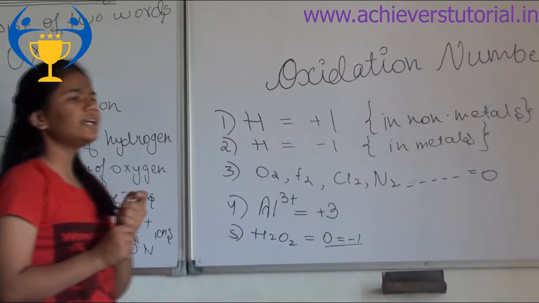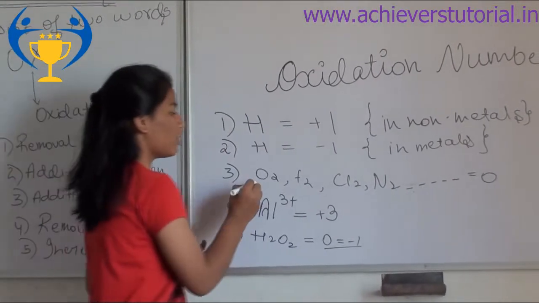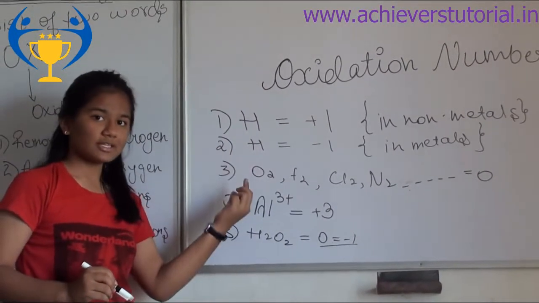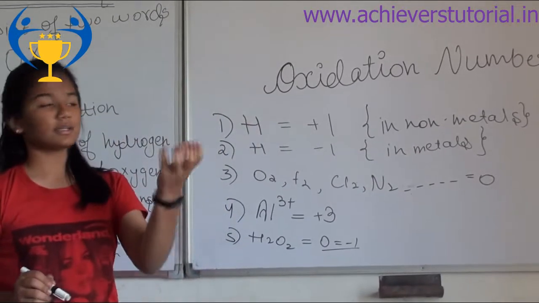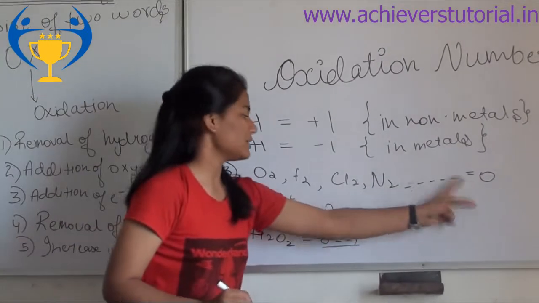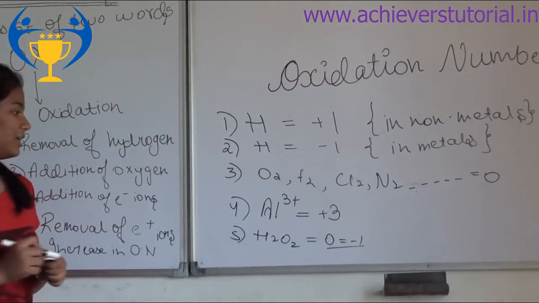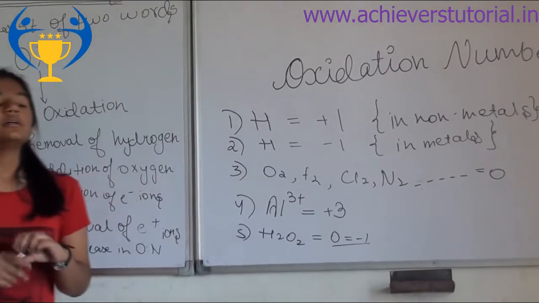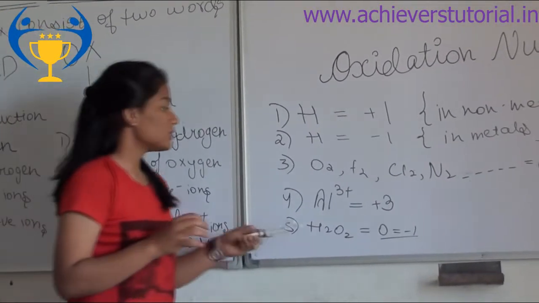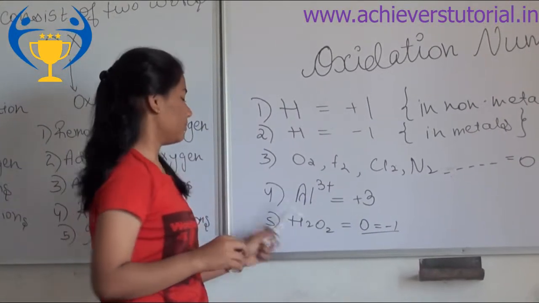Now, the atoms which are singly bonded with each other have the oxidation number 0. For example, O2, here one oxygen is singly combined with the other oxygen. So here the oxidation number is 0. F2, Cl2 and N2, and there are so many examples having oxidation number as 0. Now, in the case of ions, the charge on the ion is the oxidation number of that ion.